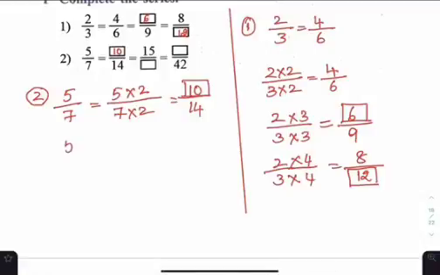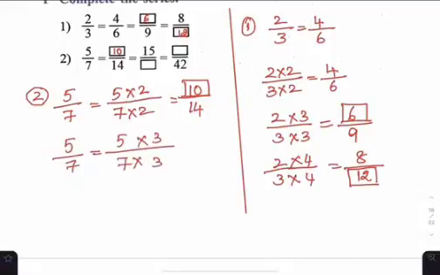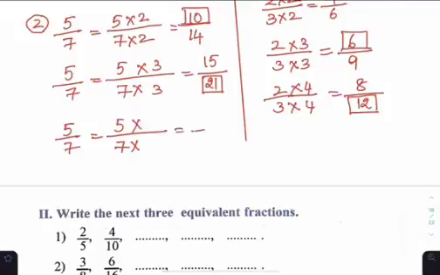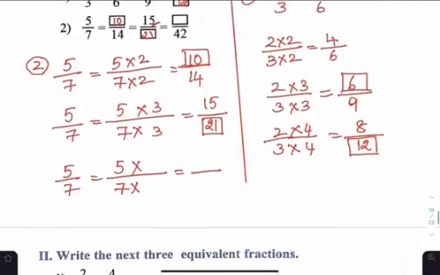Then again, the next equivalent fraction. So 5 by 7 into 3 on both numerator and denominator, I get it as 15, which is already there in the problem. There is another gap in the denominator that I need to fill. 7 threes are 21. Now for the next gap to be filled, 5 by 7 is equal to, if you observe, the next gap is 40.